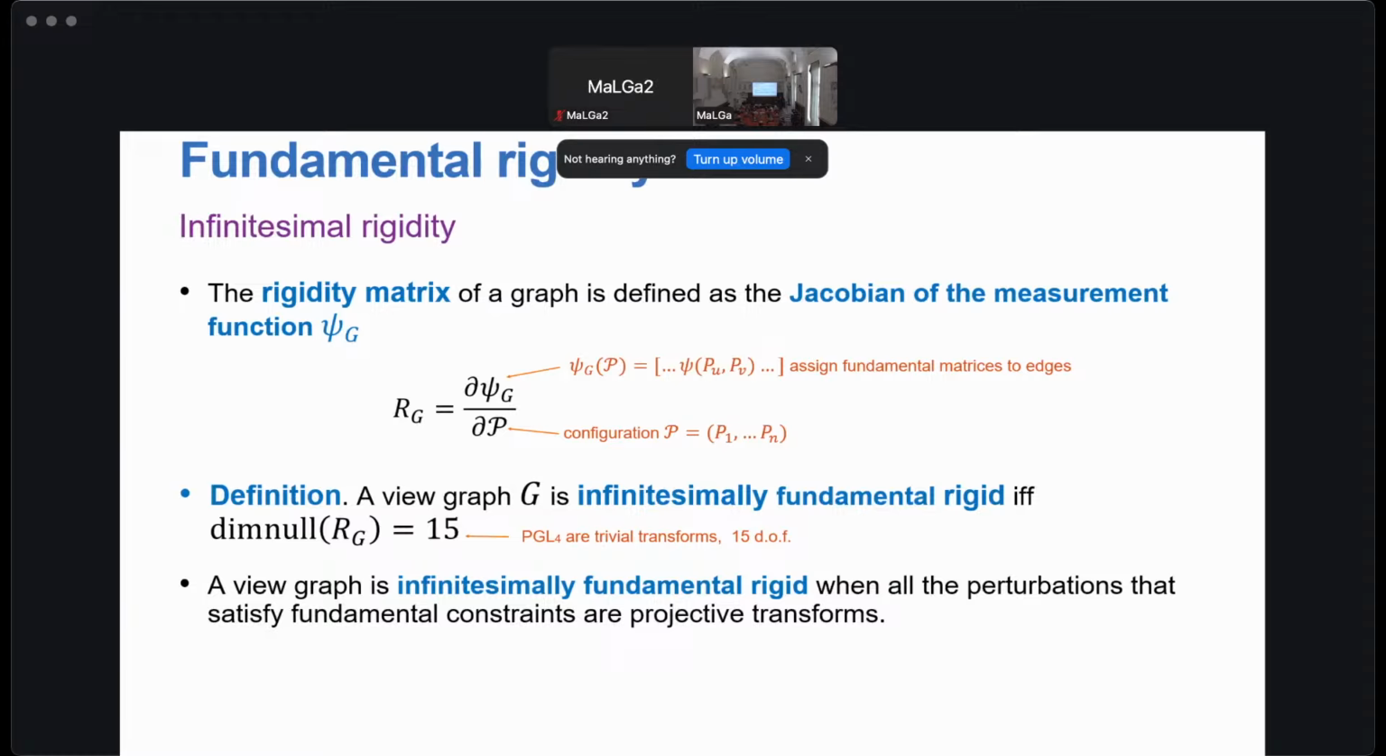and so we defined infinitesimal rigidity for the fundamental case. So the rigidity matrix is defined as the Jacobian of the measurement function. We define infinitesimal fundamental rigidity as this. So a graph is infinitesimally fundamentally rigid if the dimension of the null space of this rigidity matrix is 15. And this means that all the perturbations that satisfy the fundamental matrices are projective transforms. So you cannot just take one camera and transform it alone, but only global projective transforms of all the cameras together. This means for us that the graph is infinitesimally rigid.